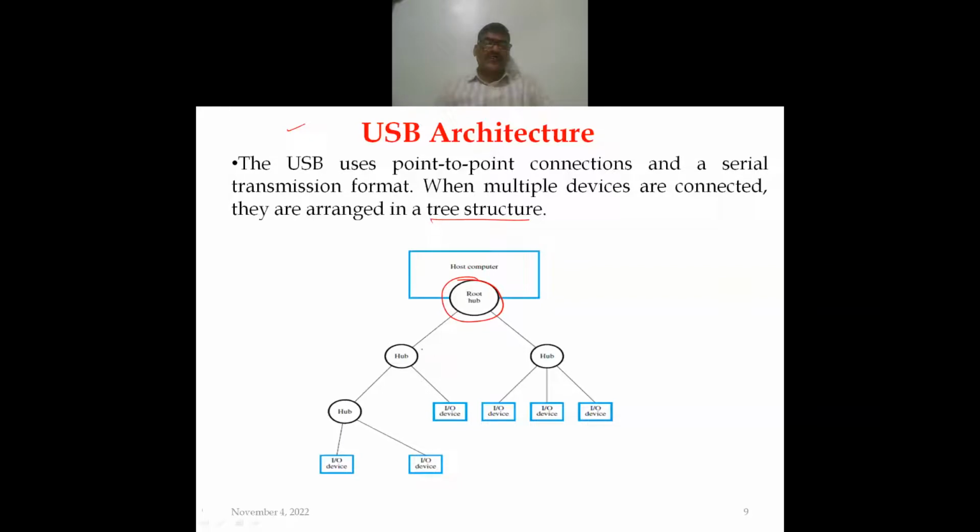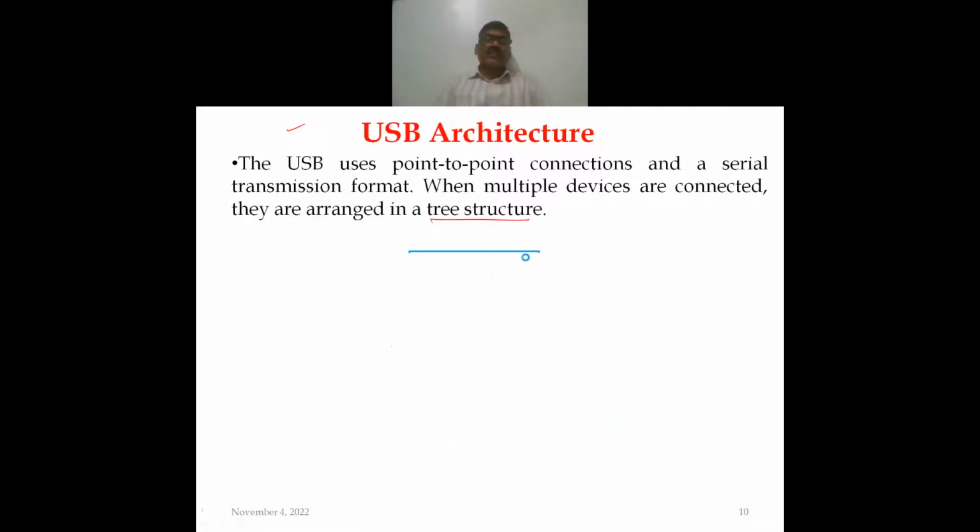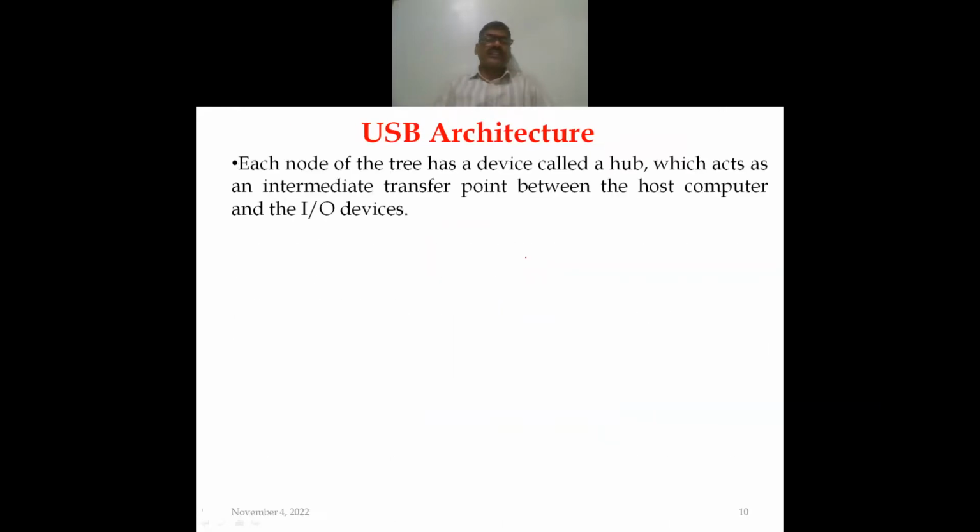Basically, this is what we call a root hub. Then we have hub one, hub two, hub three, like that. So we have multiple hubs, and every IO device is connected to these hubs. The IO devices are present at the leaf level, and the intermediate nodes are the hubs. These hubs are connected to a root hub, and this root hub is present in the host computer system. So that is what the USB architecture is, basically.